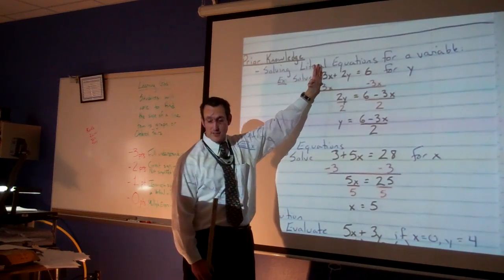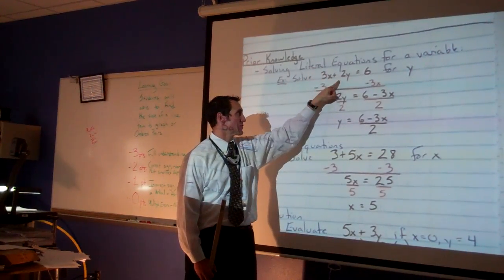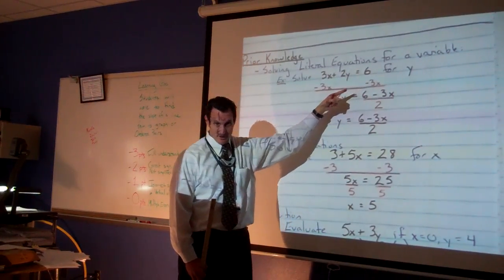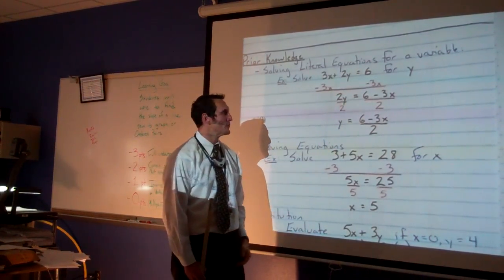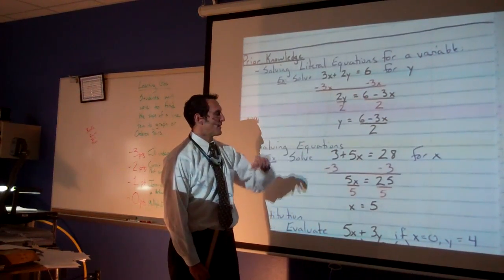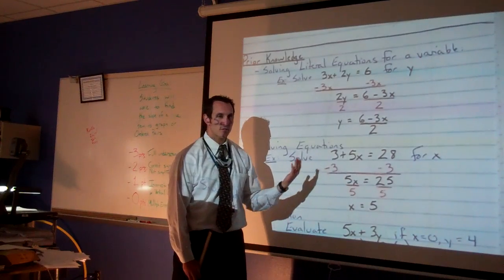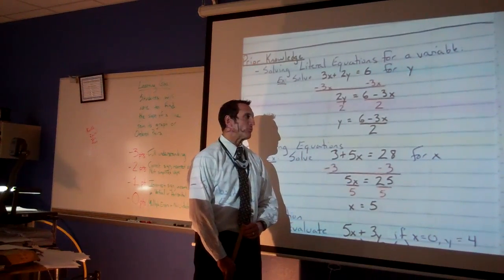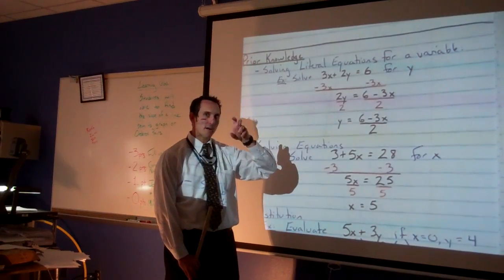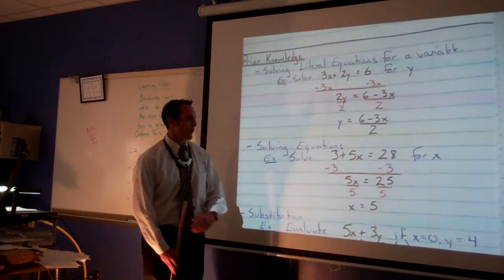From the left-hand side, the 3x's cancel, leaving us with just the 2y we had. On the right-hand side, 6 minus 3x. There's nothing we can do with that. It's just 6 minus 3x. Then to continue isolating for y, we divide both sides by 2, and we end up with y equals 6 minus 3x divided by 2. So we need to remember how we solved literal equations.